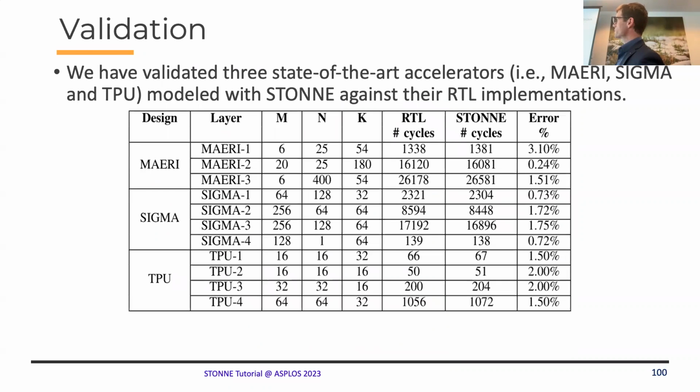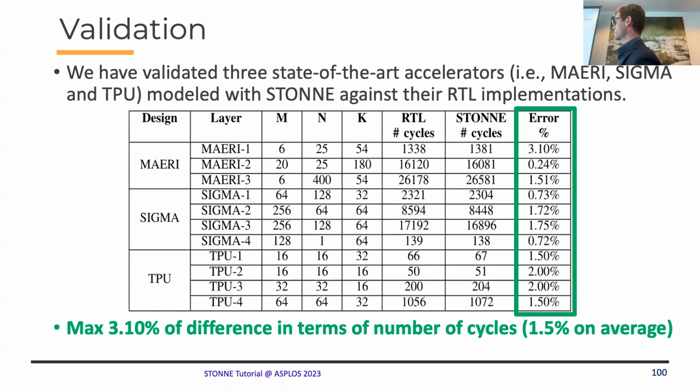So in terms of validation, with respect to the RTL implementation of these accelerators, MAERI, SIGMA, and TPU, we got a negligible 1.5% average deviation in the cycles reported by RTL with respect to STONNE for a certain set of matrix multiplications.